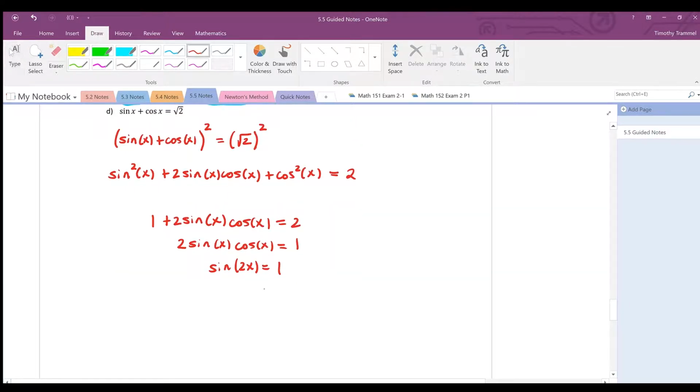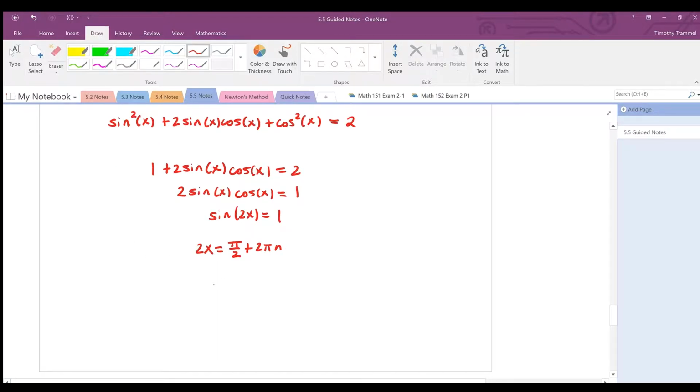Well, this happens at 2x equal to, because we want to know what things plugged into sine will result in 1. That would be angles that look like pi over 2 plus 2 pi n. Pi over 2 is the top of the unit circle, so y should equal 1 there. And if we go another step further, we can divide by 2. This gives us x equals pi over 4 plus pi n. And now we could start plugging in values for n like we did previously.